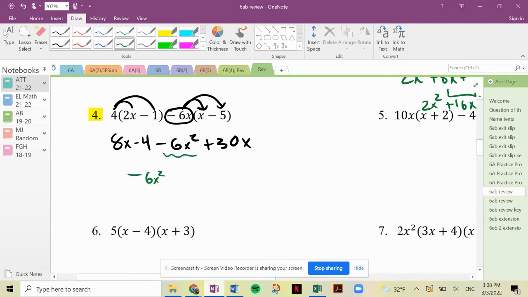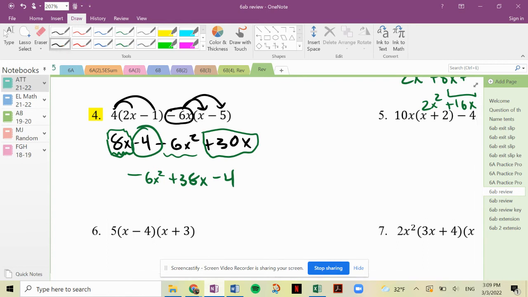Get negative 6x squared in the front. Then we've got a positive 8x here, and then a positive 30x here. Add those together for 38x, finally with a minus 4 at the very end. That's in standard form. And again, taking a subtraction problem and leaving it as subtraction, not trying to do too much and turn it into multiplication. You'll see some students want to start distributing across here. Cannot do that. This is just a subtraction problem.